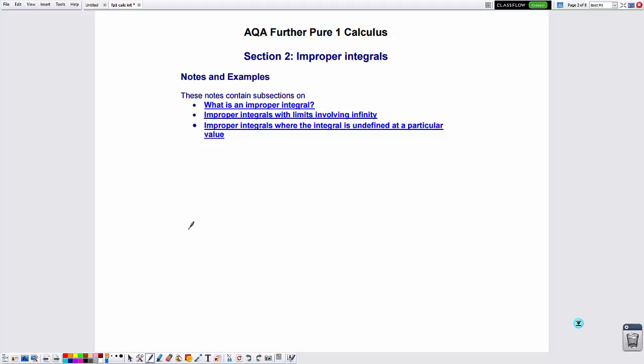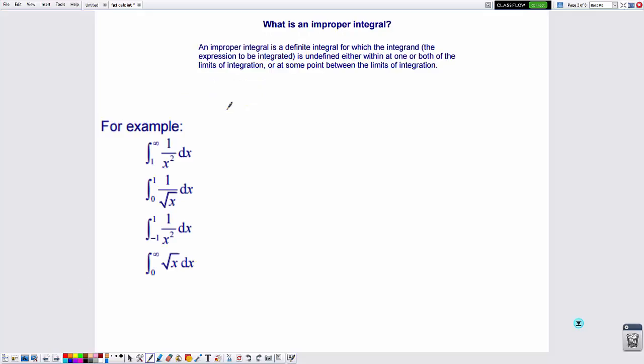In this video, we're going to look at improper integrals. We'll start by defining them, and then we'll look at how to calculate them if they exist. An integral is improper if the integrand, which is the thing we're integrating, so here it's 1 over x squared, is undefined at either the upper limit, the lower limit, or a value in between. So this first example, the integral of 1 over x squared dx between 1 and infinity, is undefined because the upper limit is infinity.